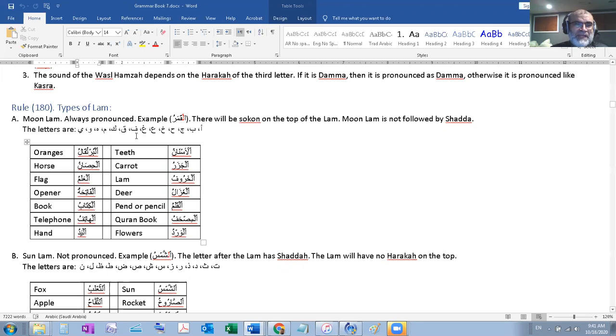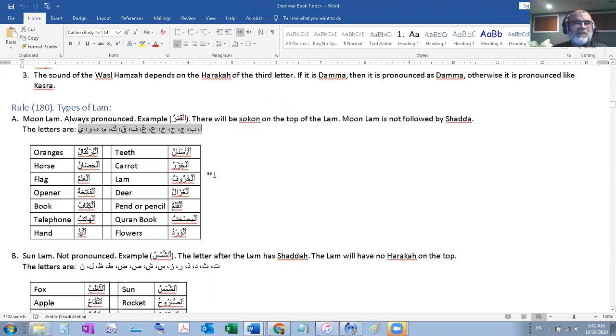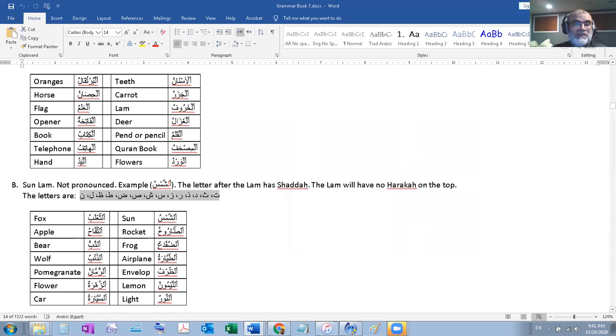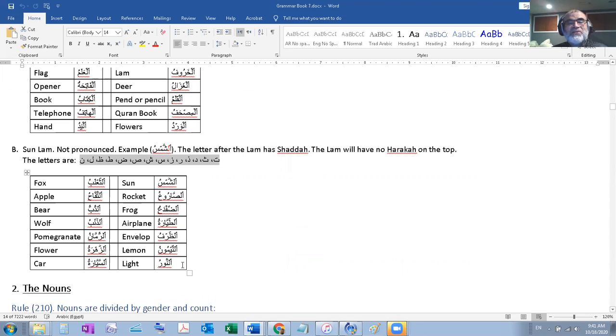Another clue is if you look at these letters right here. These are the ones that always take the letter that comes after the lam. If it's one of those letters, then it's qamariyya. If it's one of those letters, then it is shamsiyya, and it will have shadda. So there are so many ways to figure out lam shamsiyya from lam qamariyya.